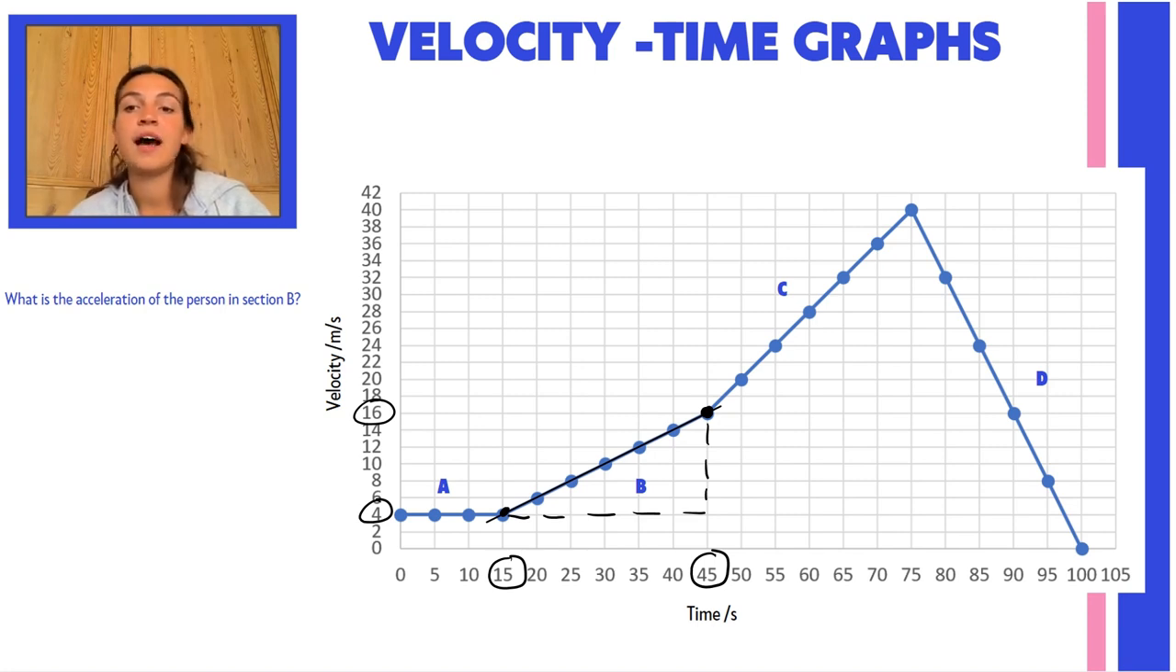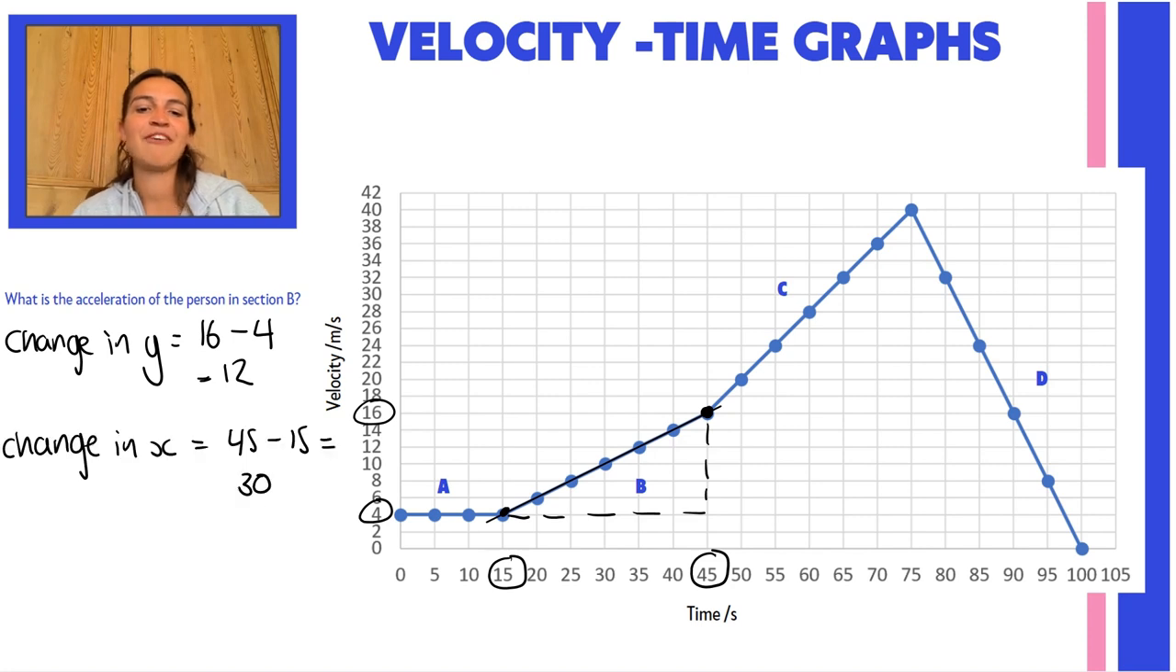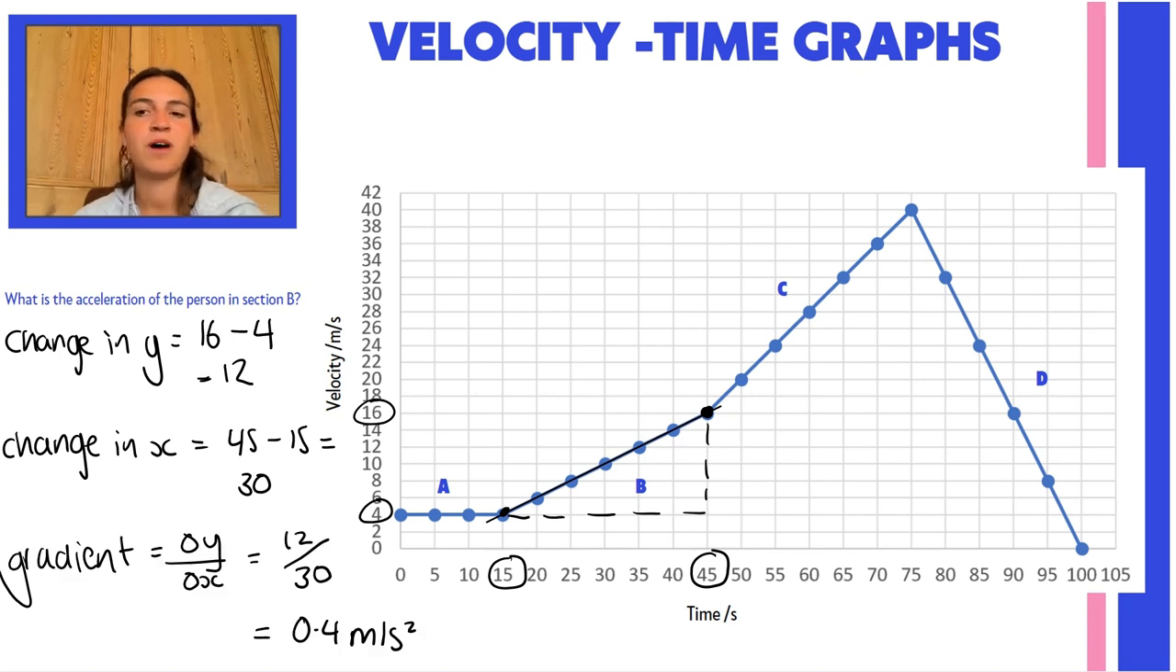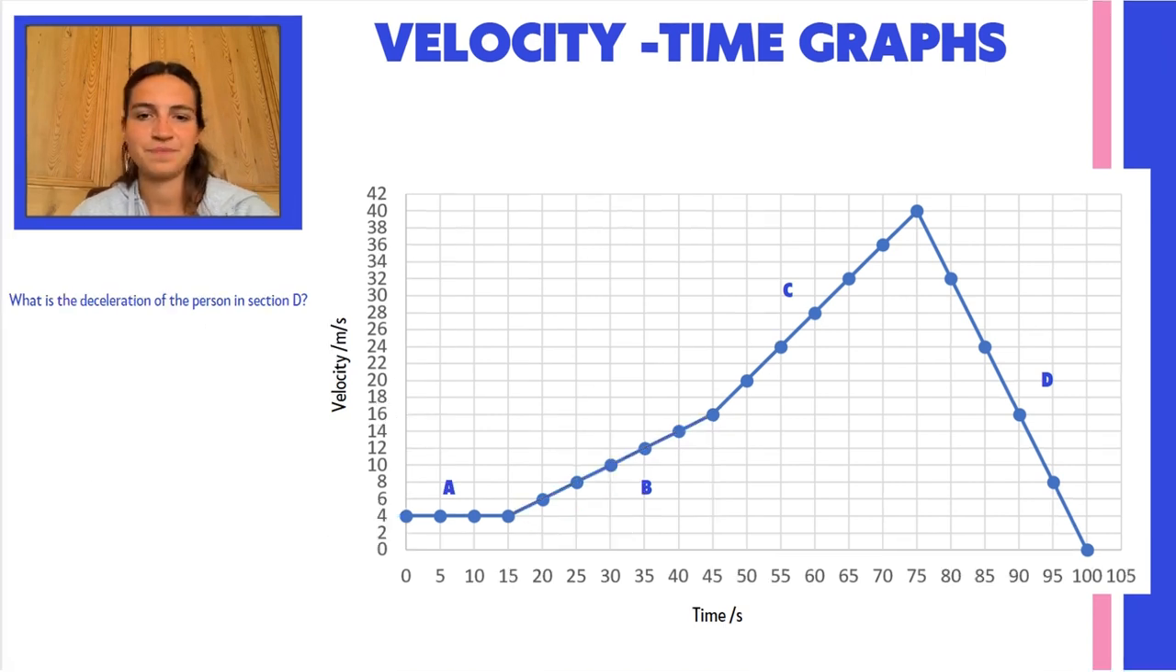So again, I'm going to do my change in y. So that's 16 minus 4 is 12. And my change in x, 45 minus 15 is 30. So my gradient is just change in y over change in x, 12 over 30, 0.4 meters per second squared, okay, because it's an acceleration.